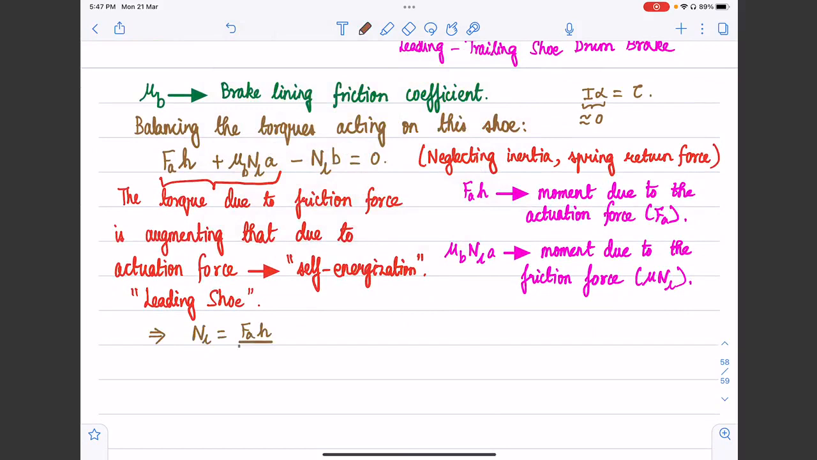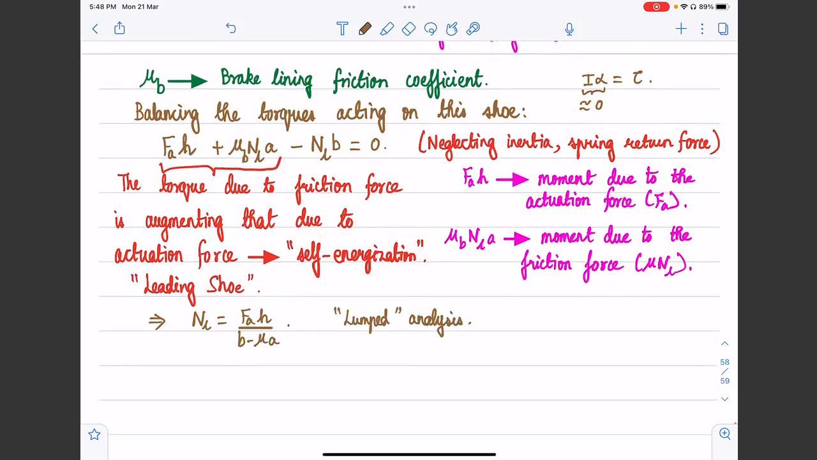Wherein we essentially are lumping all the normal loads together as one entity. So this is also what we can call a lump analysis, wherein we are essentially considering the distribution over an area as a single point load. We get the normal load from this equation as FAH divided by B minus mu A. Notice that in the denominator we have B minus mu A. That's what is going to essentially improve the performance of this leading shoe, as we can see shortly.